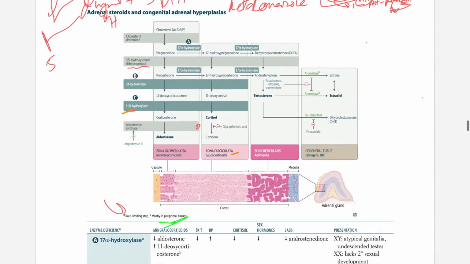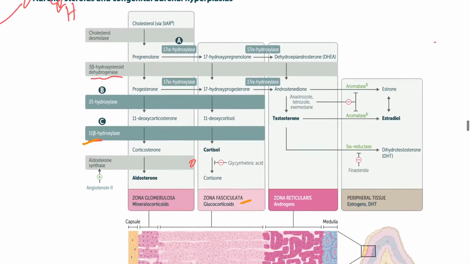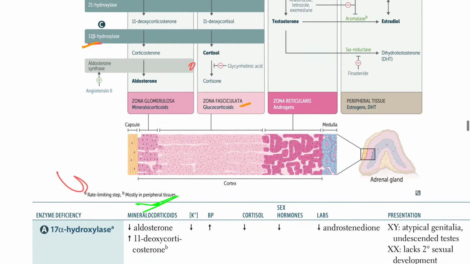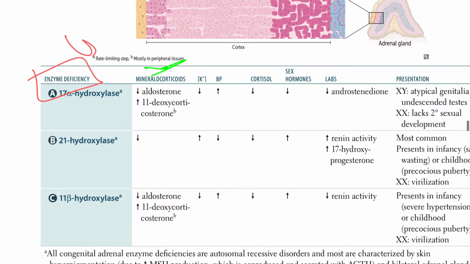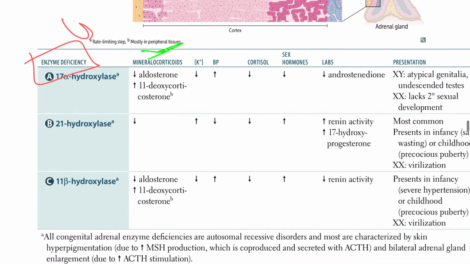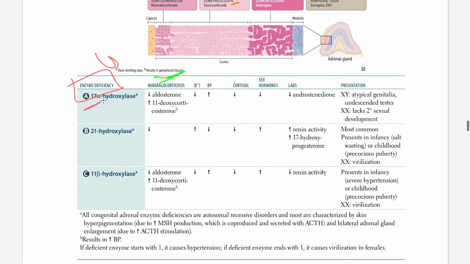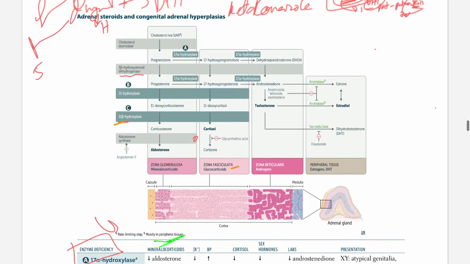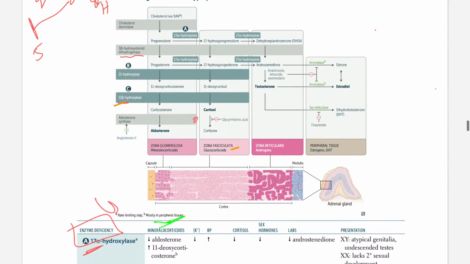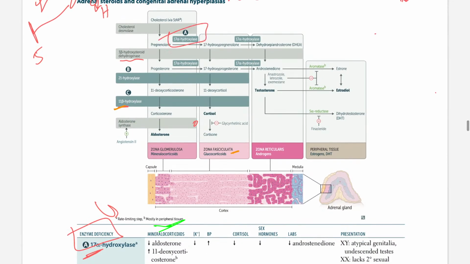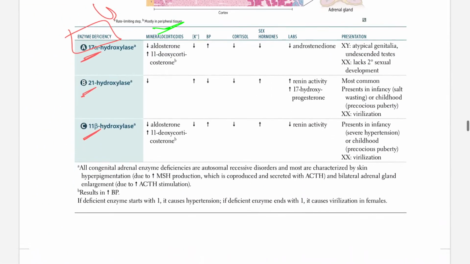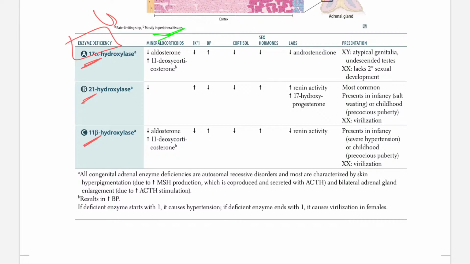Okay, let's take a look at the hormones, and we will then look at the enzyme deficiencies. All you have to remember is you have a 17 alpha, 21, and 11 beta. This is 17, this is 21, and this is 11. I think they have a mnemonic. Let's read their mnemonic. Well, actually, it's just for the hypertension.